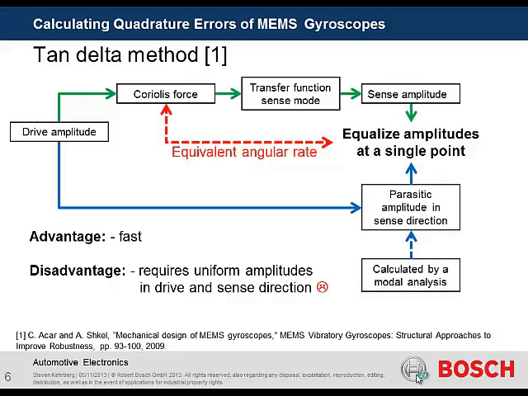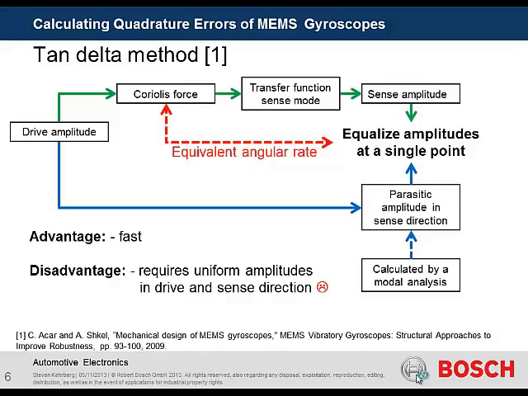And now we can equalize these 2 amplitudes at a single point, and thereby we can find an equivalent angular rate. So by equalizing these 2 amplitudes, we can say, okay, with this imperfect trench process, we get an output signal of, for example, 1000 degrees per second or 100 degrees per second. And that is the goal of this calculation method. And the big advantage is that it is really fast. You can do this calculation within really short time.